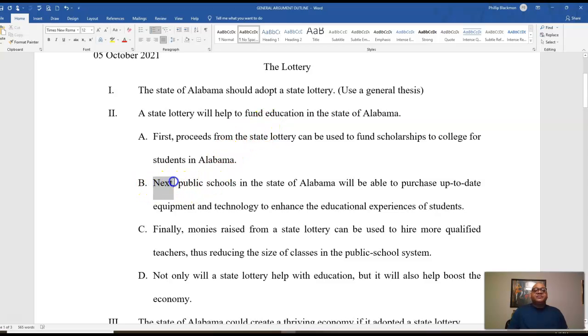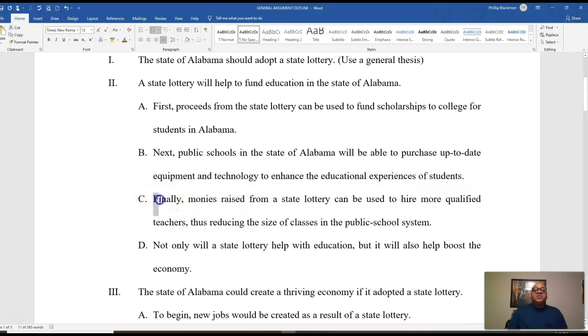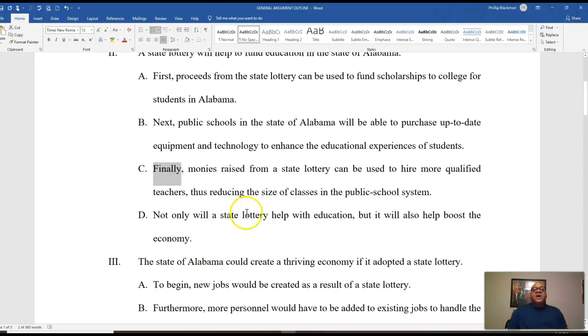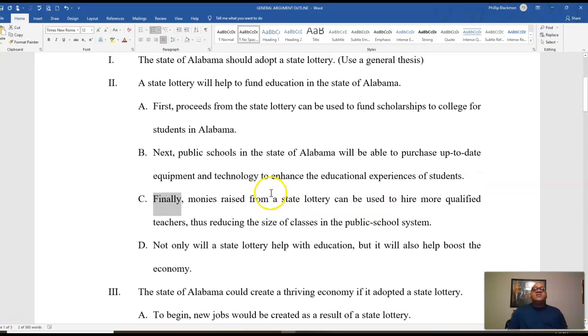Transition, B. Next. Public schools in the state of Alabama will be able to purchase up-to-date equipment and technology to enhance the educational experiences of students, right? Again, my B supports my topic sentence. A state lottery will help to fund education in the state of Alabama. How will it help to fund education? By schools being able to purchase up-to-date equipment and technology. Last reason, finally, remember, transition. Monies raised from a state lottery can be used to hire more qualified teachers, right? So that's my third reason.